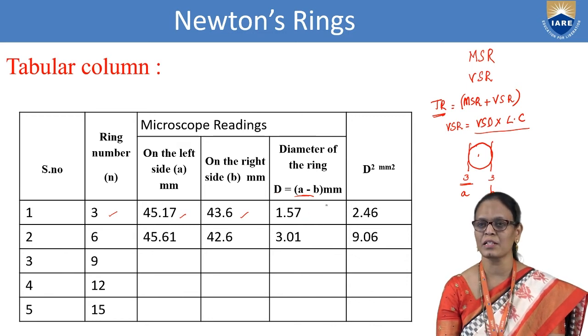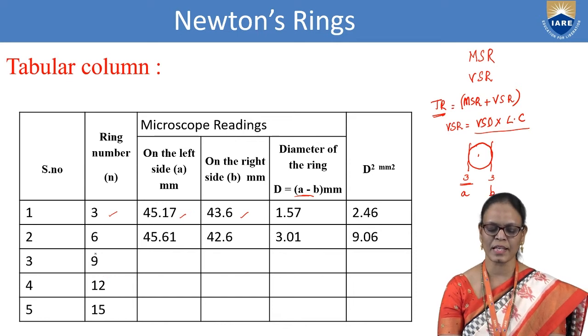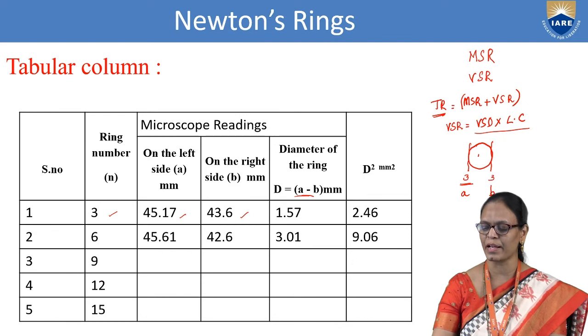Once you get the diameter, find the square of it. The square of it is 2.46. So continue for all the readings, for all the different rings we have discussed: 3, 6, 9, 12 and 15. Now let us see one sample calculation.